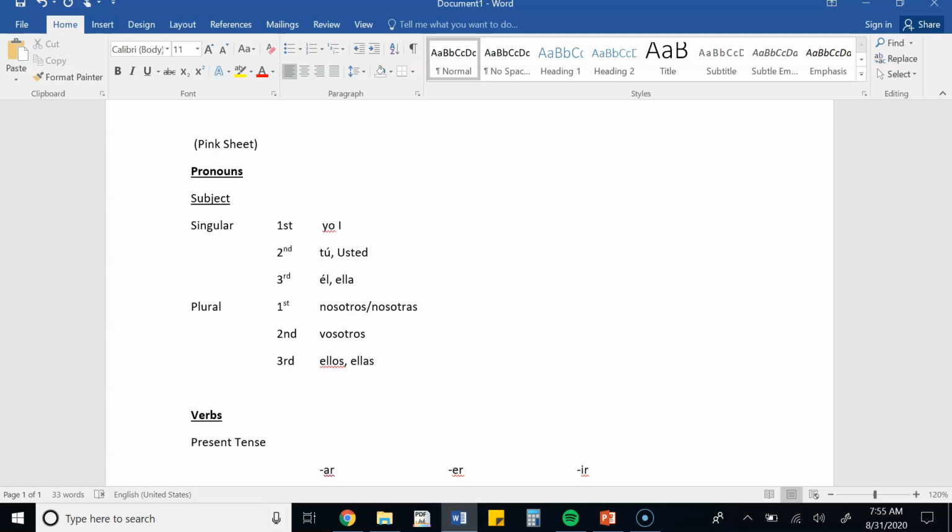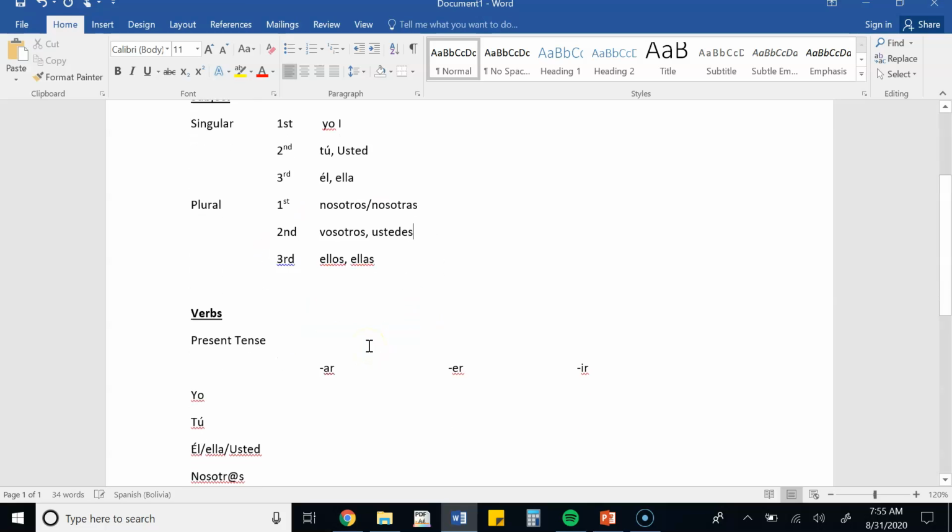Now, again, we usually would put ustedes here, but I'm going to slip it up here since it does mean you all, that is the second person. So just as a reminder, here are your subject pronouns.